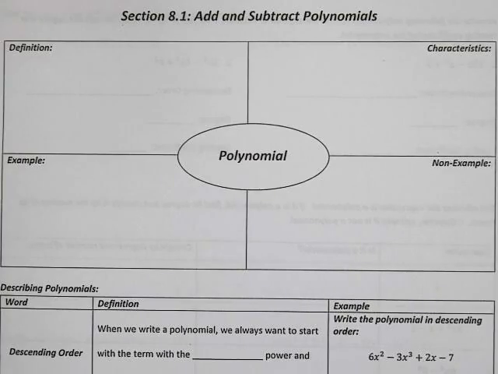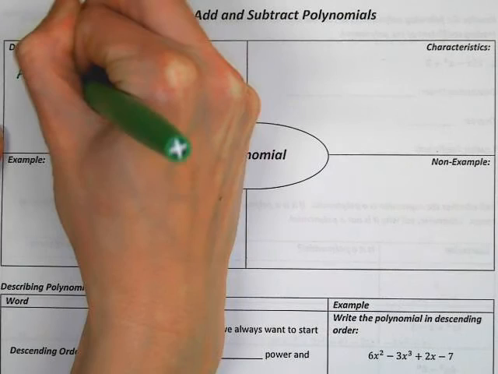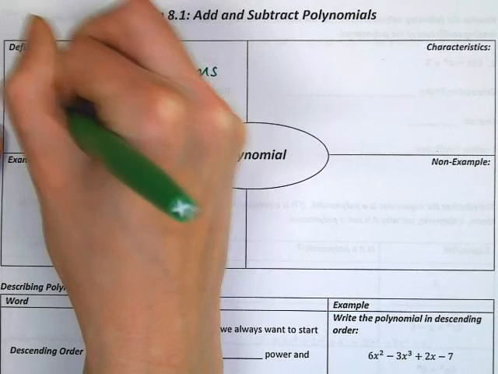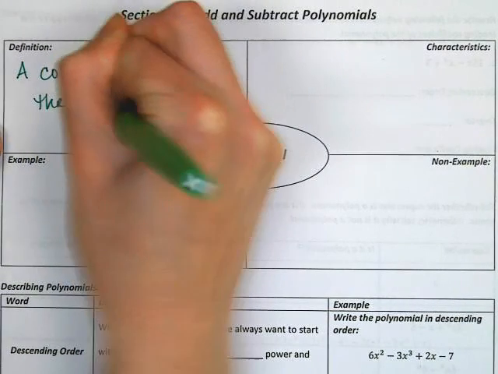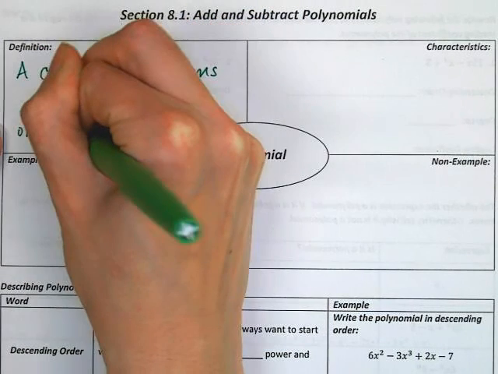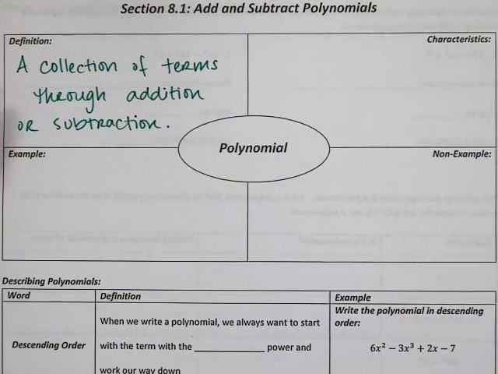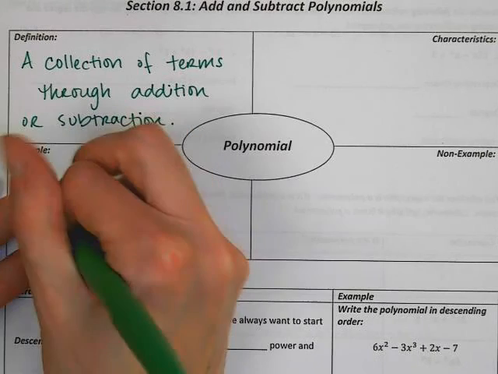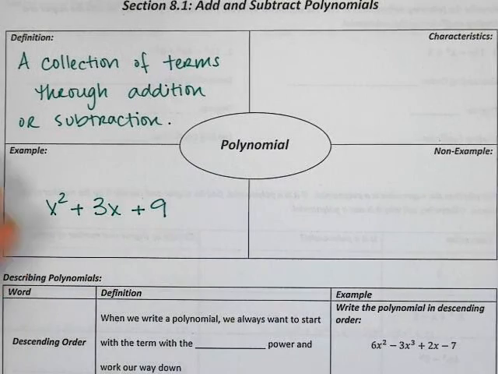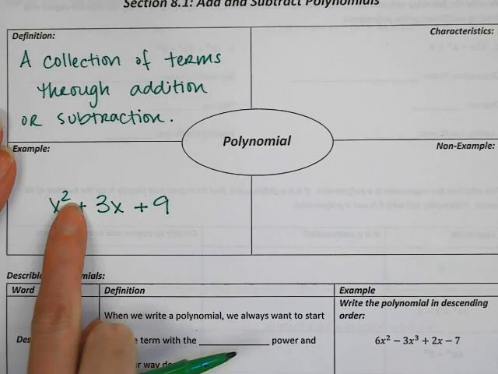So what is a polynomial? A polynomial is just simply a collection of terms through addition or subtraction. So it's just a bunch of terms put together. Let me give you an example: x squared plus 3x plus 9. Something like that would be a polynomial. It's the collection of terms through addition or subtraction.